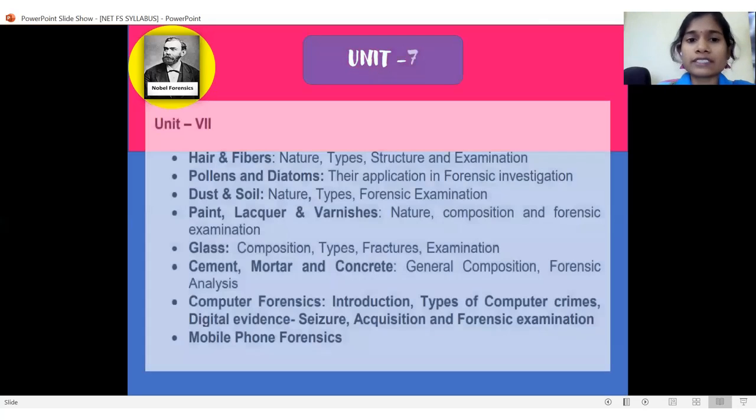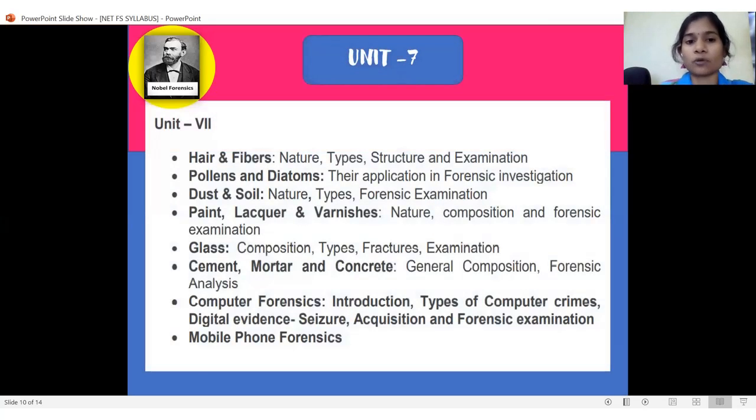Then unit 7 is a combination of many topics. The remaining units each cover 2 or 3 topics only, but this unit is covering many topics like hair, fiber, pollen grains, dust, diatoms, paint, glass, cement, computer forensics and digital forensics. Here, except computer forensics and mobile phone forensics, all the remaining topics come under trace evidence.